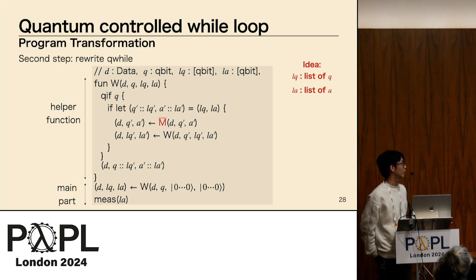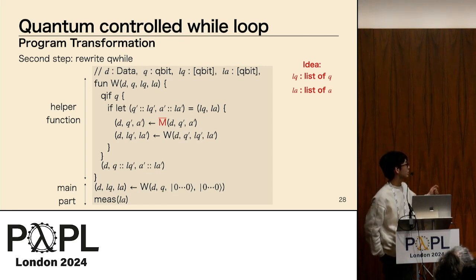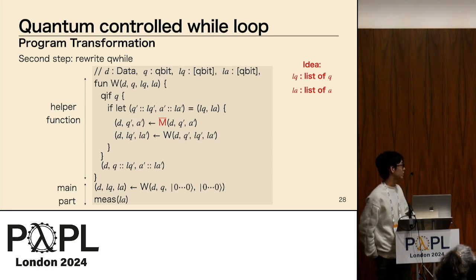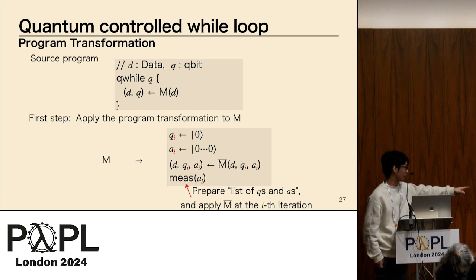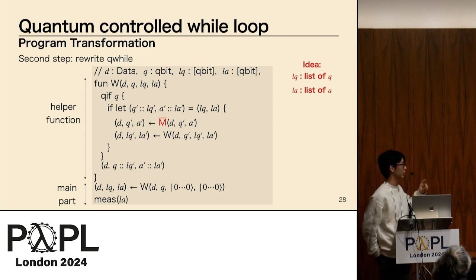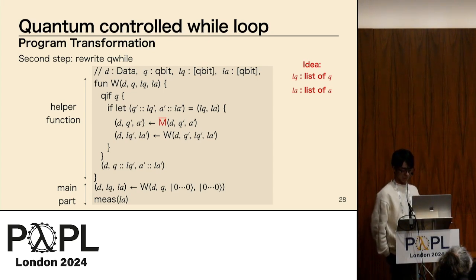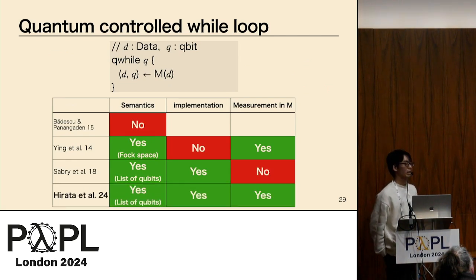So this is the translated program, which consists of two parts. The first part is the definition of a recursive quantum program, which is a helper function. And the second part is how to run this program. We prepare the list of Q's and list of A's, and in each iteration, we apply n bar in this recursive function. To run this whole program, we first prepare the list of zeros for this LQ and LA, and then we execute this recursive function. And then we measure this LQ after running this recursive function. So what we get is that we can translate the quantum while loop with measurement into Sabre et al.'s language, which we can do by adding this line.